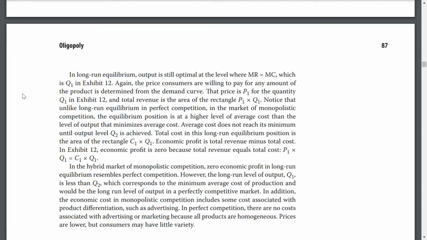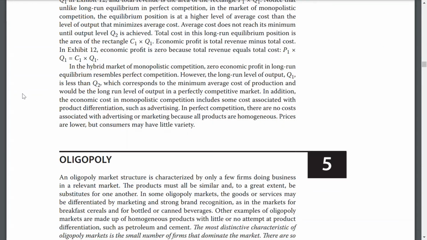Economic profit is the total revenue minus total cost. In Exhibit 12, economic profit is zero because total revenue equals total cost. P1 multiplied by Q1 equals C1 multiplied by Q1. In the hybrid market of monopolistic competition, zero economic profit in long-run equilibrium resembles perfect competition. However, the long-run level of output Q1 is less than Q2, which corresponds to the minimum average cost of production and will be the long-run level of output in a perfectly competitive market.